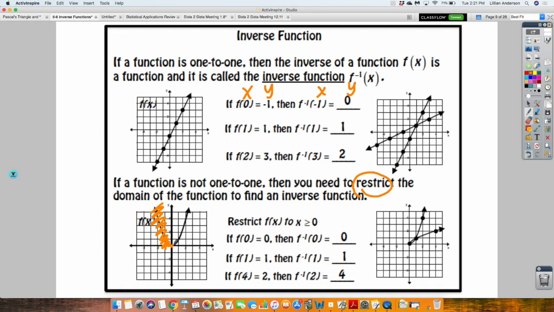So then you just switch. 0, 0 still stays 0, 0. 1, 1 still stays 1, 1. But 4, 2 turns into 2, 4. And that's actually backwards. It should be, fix this, 2, 4, and then 4, 2. Fix that.